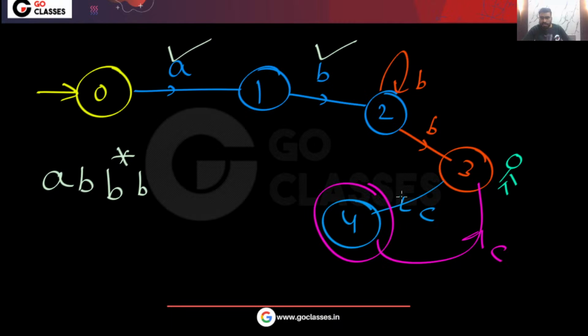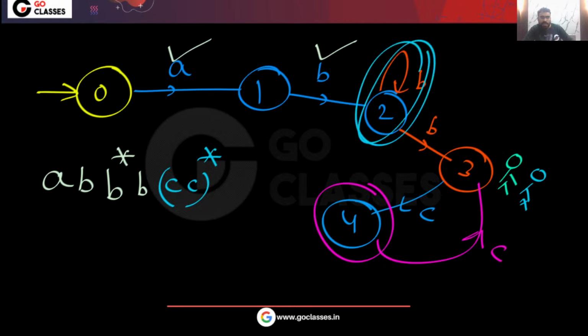Now you are in this state. Now what can you do? Now you can do C, C, C, C any number of times. Yes or no? Finally, you will stay here. Agree with me? Please notice, first you read A. Then you read B. Then you can read any number of B's. That is B star. Then you read another B.